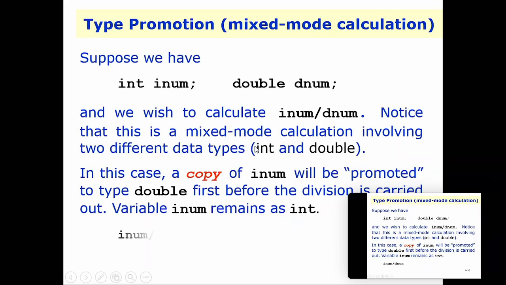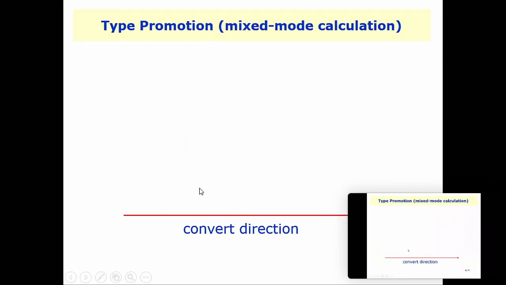So this is the example. If you have inum divided by dnum, and now inum is 1, dnum is 2.0, then the outcome is 0.5. Okay, then what if you have integer divided by integer? Then the outcome must be an integer, right?